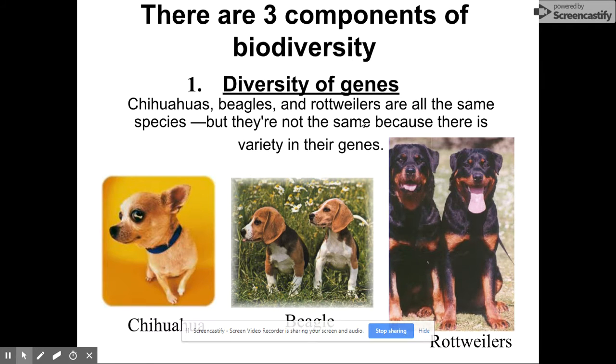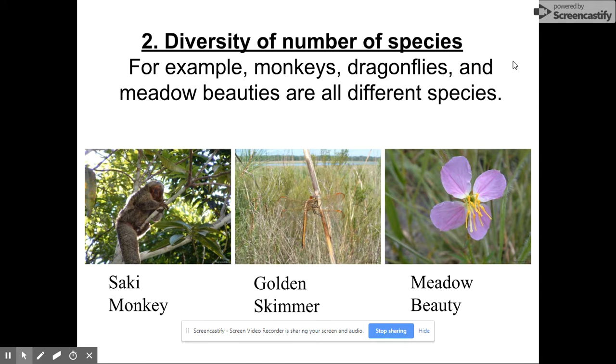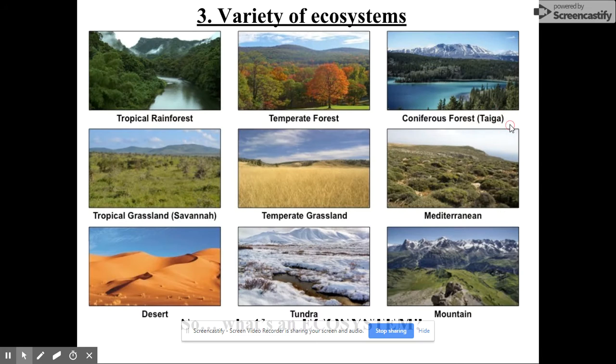All right, so there are three components of biodiversity, as was stated in the video: diversity of genes. Chihuahuas, beagles, and Rottweilers, they're all dogs, but they're not the same because of their variety in their genes. Diversity of the number of species. For example, monkeys, dragonflies, and meadow beauties are all different species. So you've got different species that are possibly sometimes inhabiting the same area, although these organisms probably are not.